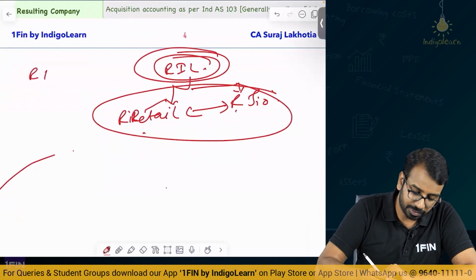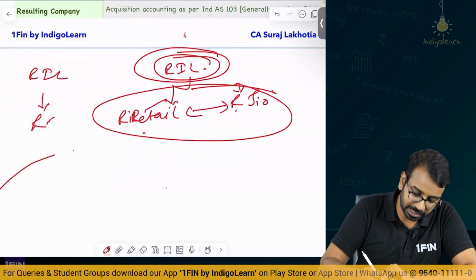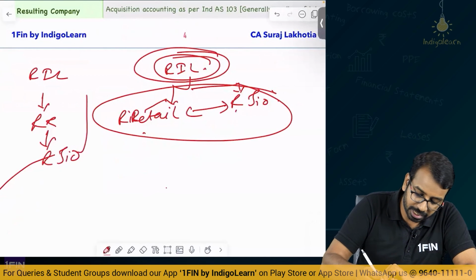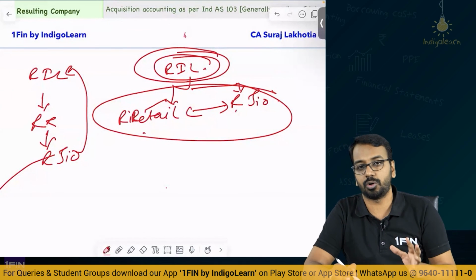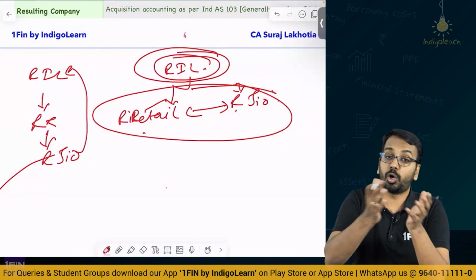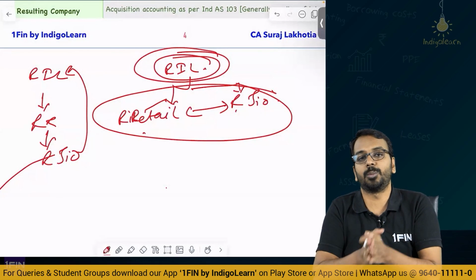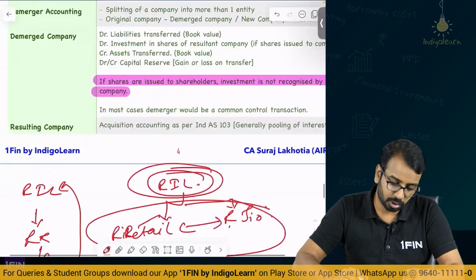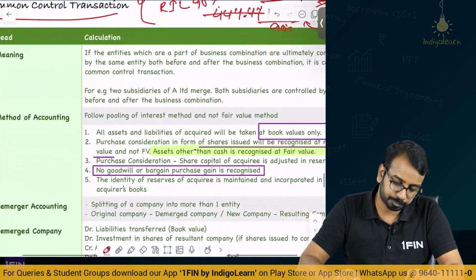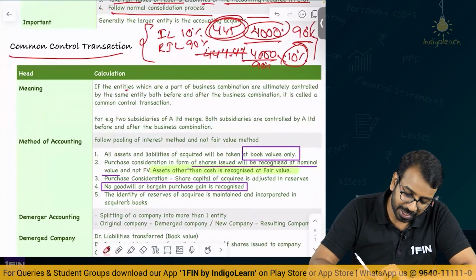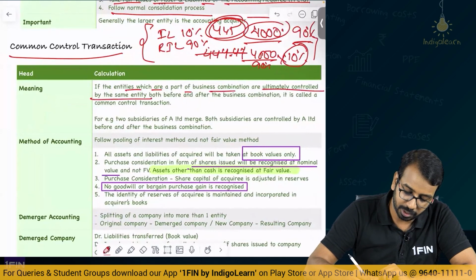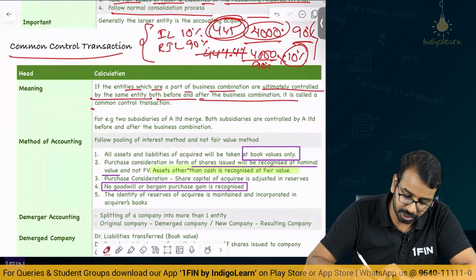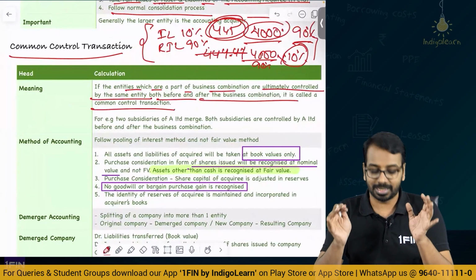Or let us say you have Reliance Industries Limited, then you have Reliance Retail, under this you have Reliance Jio. Reliance Jio is acquired by Reliance Industries Limited directly now. Now Reliance Industries directly controls Reliance Jio. Earlier also it was controlling, now also it is controlling. That is called a common control transaction. So what is a common control transaction? If the entities which are part of a business combination are ultimately controlled by the same entity both before and after the business combination, it is called a common control transaction.